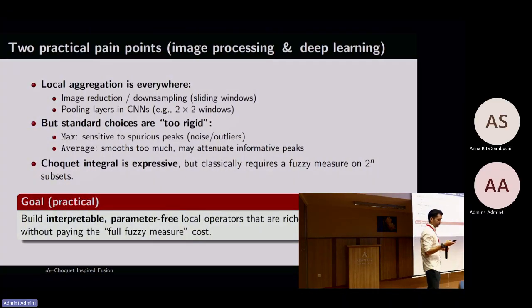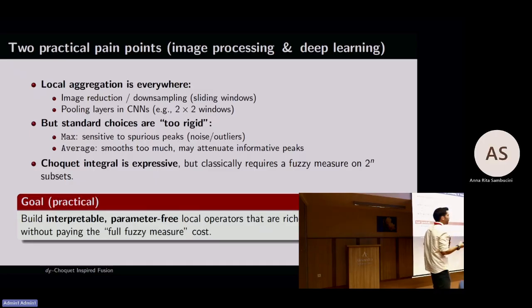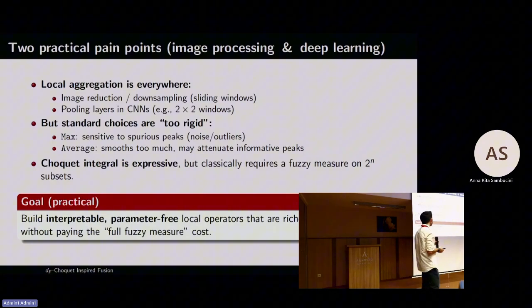Why did we try to do this job? Because local aggregation is everywhere. For example, in image reduction, we shift windows of, for example, 2 by 2 pixels, and we aggregate them to create 1 pixel. And in pooling layers of convolutional neural networks, we take windows of feature maps, and in the pooling process, we combine them to create one feature.